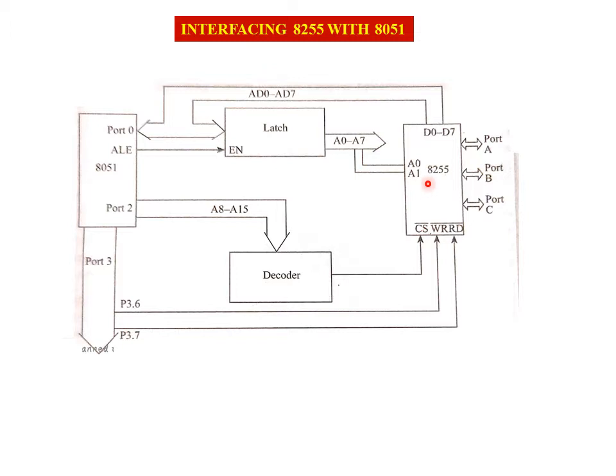But normally the 8255 has 4 internal registers, that are port A register, port B register, port C register and control register. Through those 4 registers, the input output devices are going to be interacted with the 8051 microcontroller. Now see here how the 8051 microcontroller is going to be interacted with the 8255 interface unit.